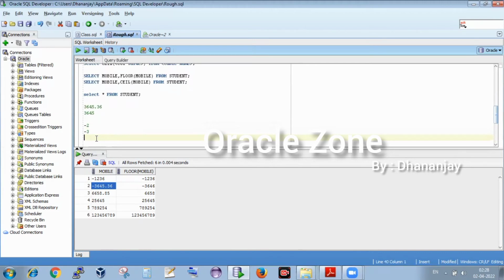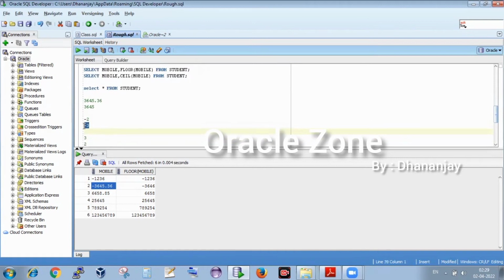But 3 is greater than 2. If you are considering the positive sign, 3 is greater than 2, but it is reversed in the negative sign. -3 is lower than -2. -2 is greater than -3. So if I am putting the negative sign here, this 3645 will be greater than 45.36, right?